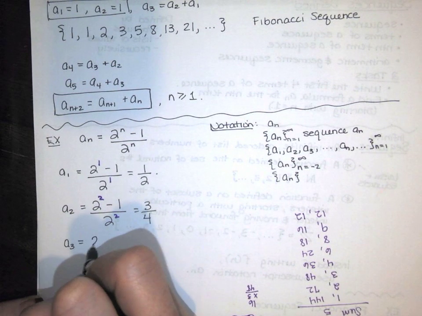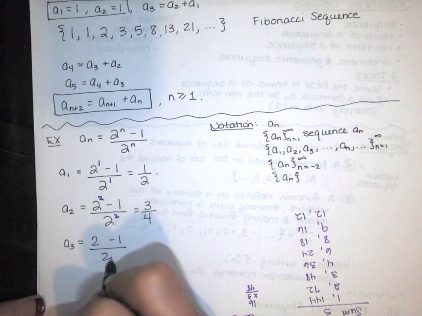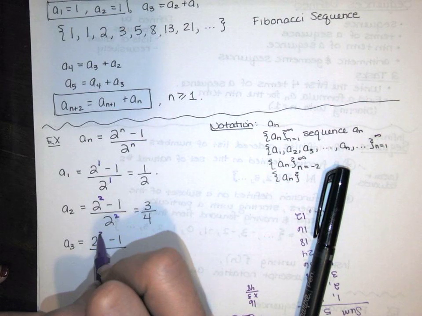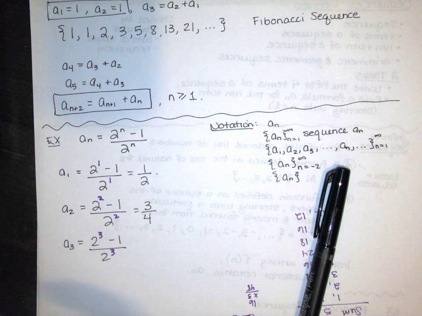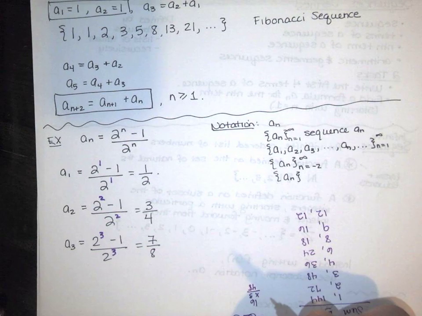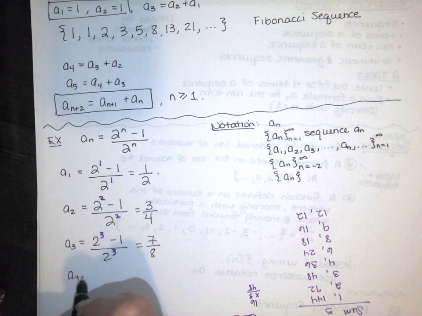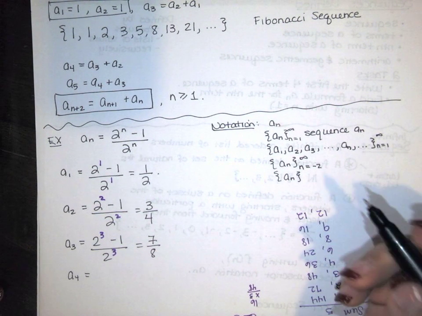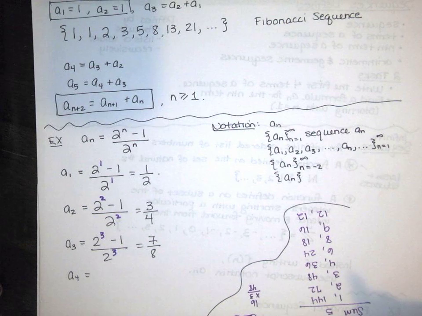A sub 3 is 2 cubed minus 1 over 2 cubed. 8 minus 1 is 7 over 8. And let's find the fourth term. These are numbers for a different problem, sorry.